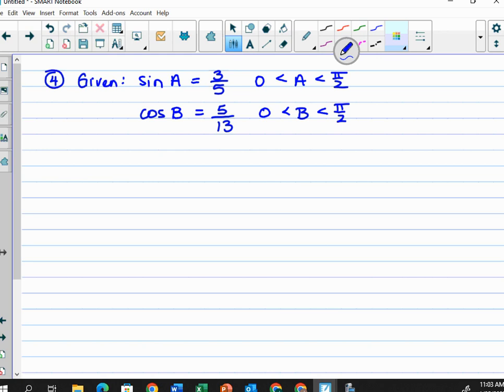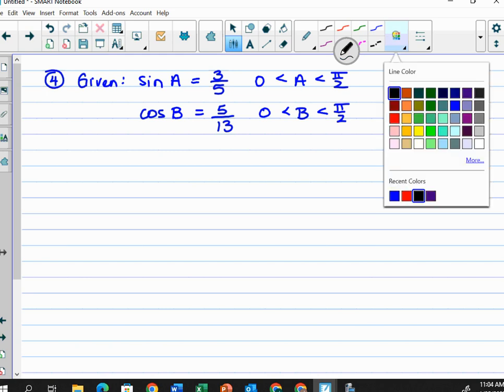It is 3 over 5, and then 5 over 13. Sine of A equals 3 over 5. You're going to do lots of these. Cosine is like merging. Okay, so angle A.